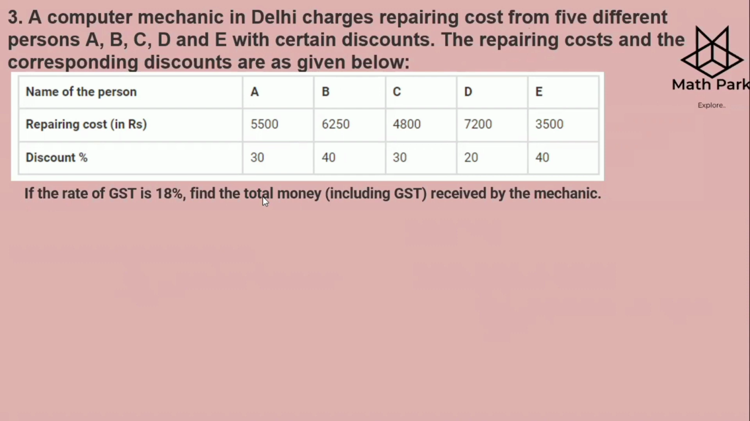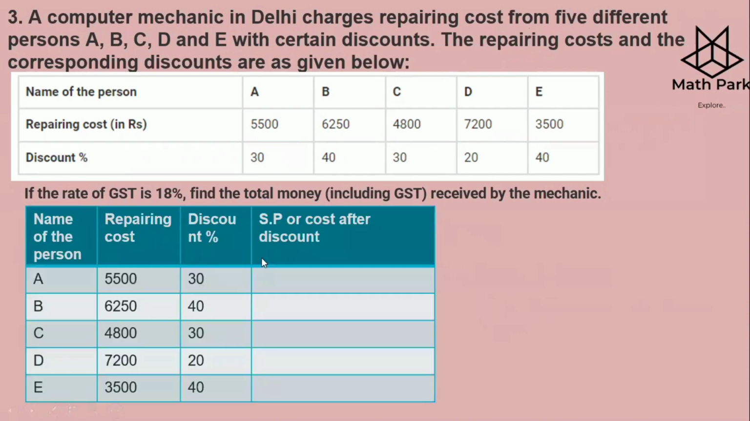So let us create a table for this. So the person A, its repairing cost is 5,500 and discount is 30%. Now selling price, just recollect the reverse percentages, or increase and decrease percentages. If 30% is discount, the selling price is going to be 70% of this. So 70% of 5,500. So 70% is 70 by 100 into 5,500.